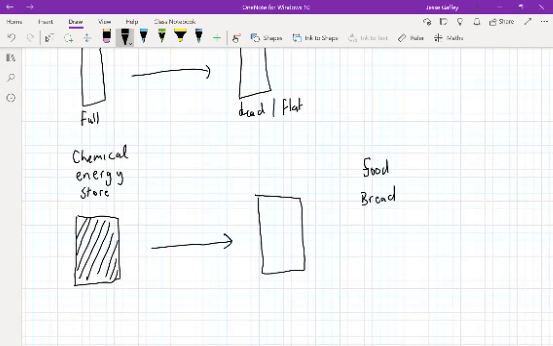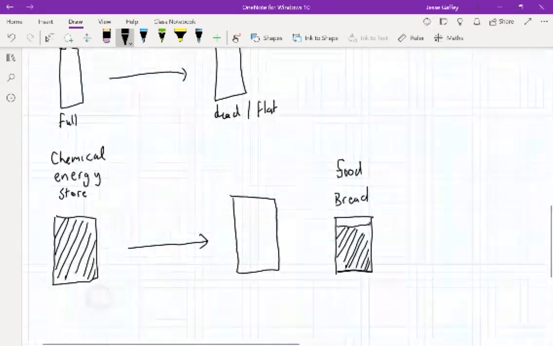All of these things belong to the family or the group of foods called carbohydrates. And the carbohydrates have a large amount of energy in the chemical energy store. That's why we eat them, for energy. So we eat them at times of the day when we need a lot of energy.